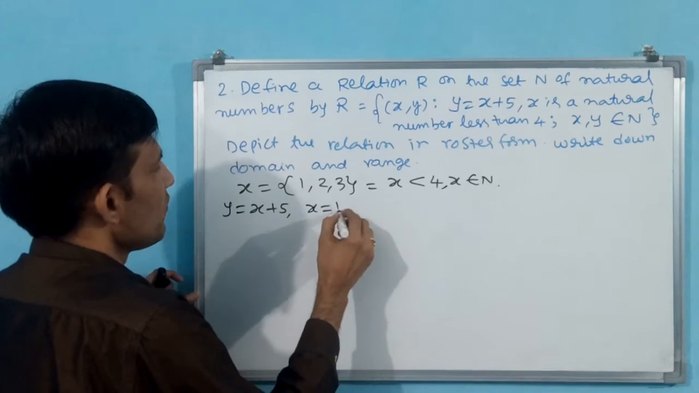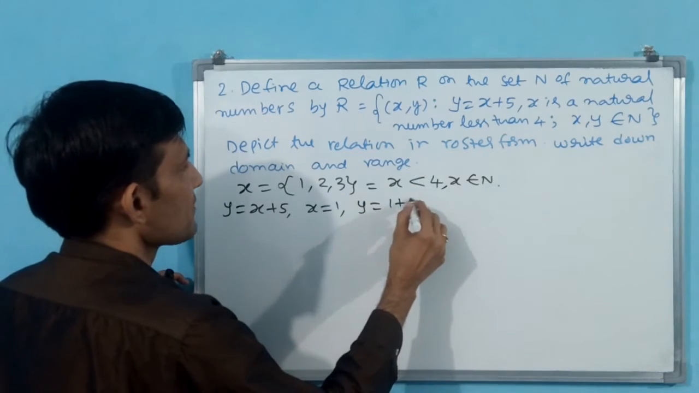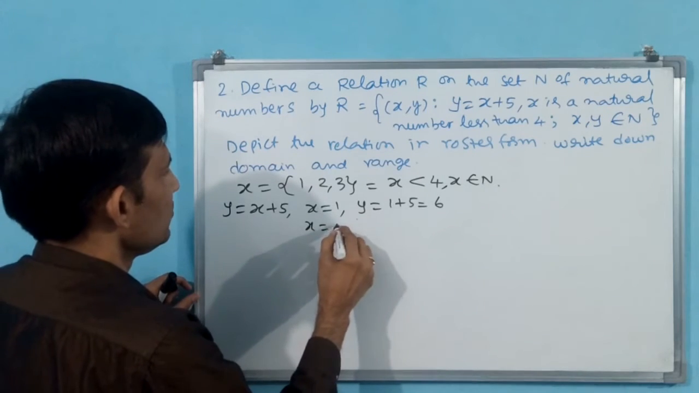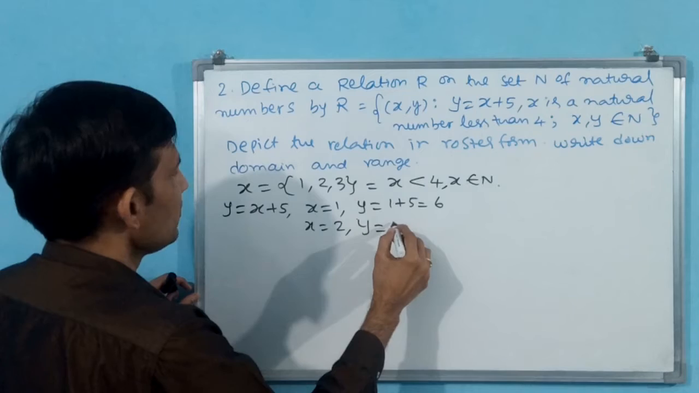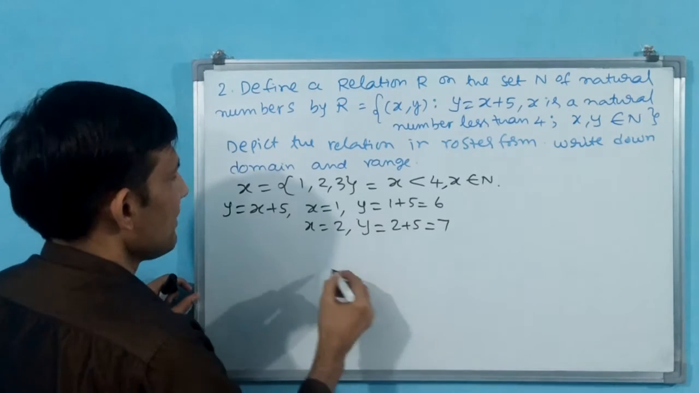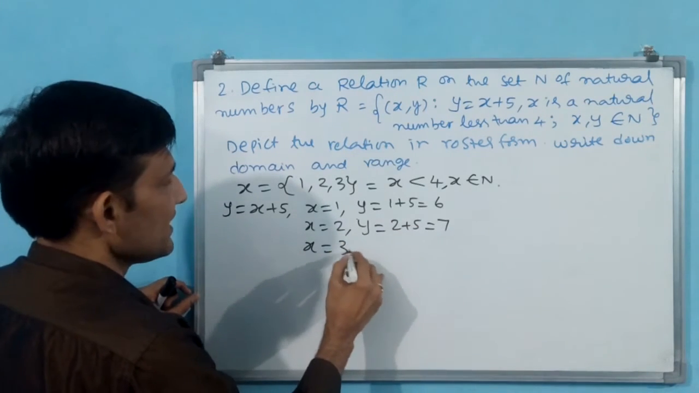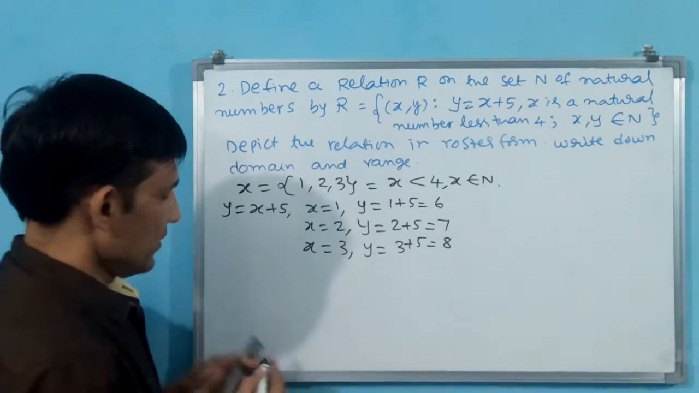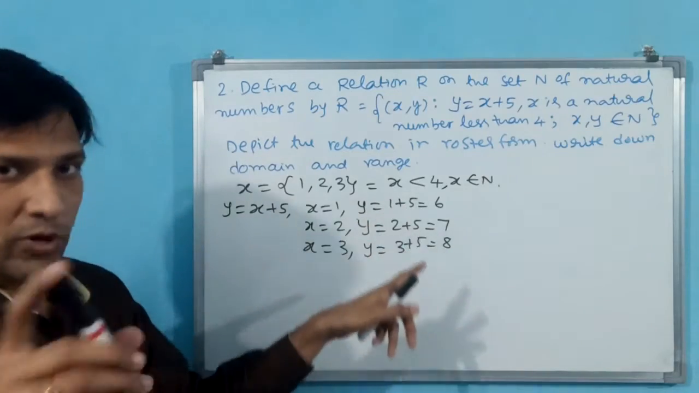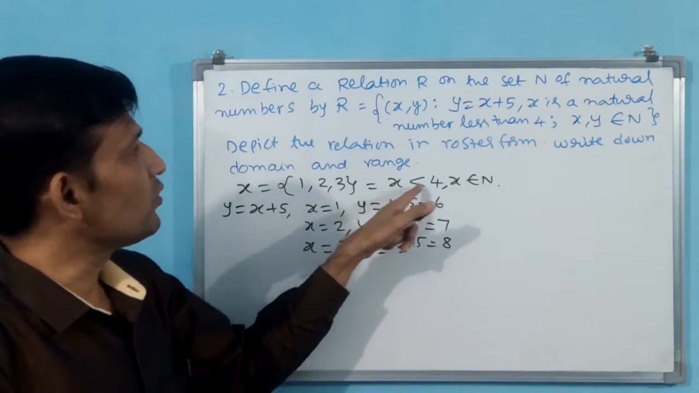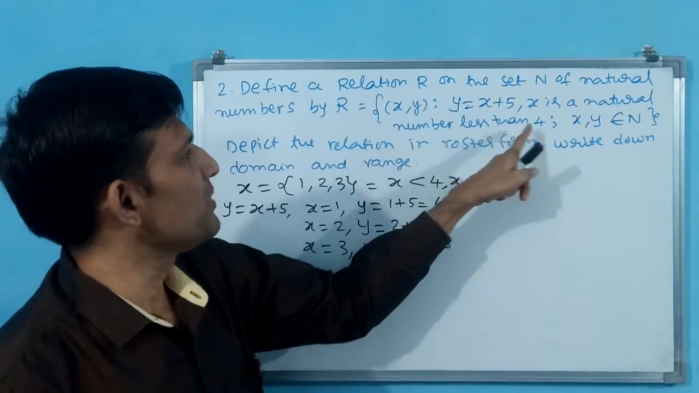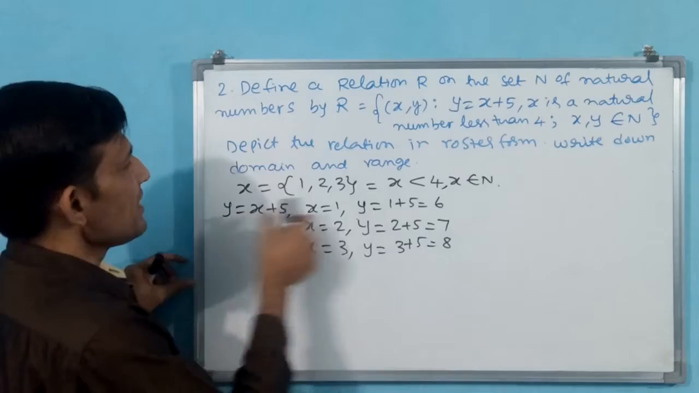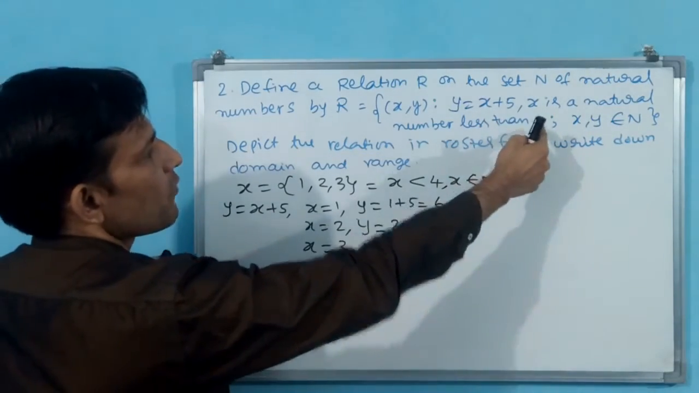When x is equal to 1, y is equal to 1 plus 5, that is equal to 6. When x is equal to 2, y is equal to 2 plus 5, that is equal to 7. When x is equal to 3, y is equal to 3 plus 5, that is equal to 8. See here, if you observe clearly, for x only he has given control. X should be less than 4, but for y they have not given any control. That is why y is going more than 4.